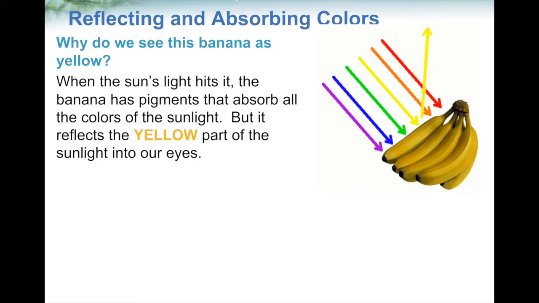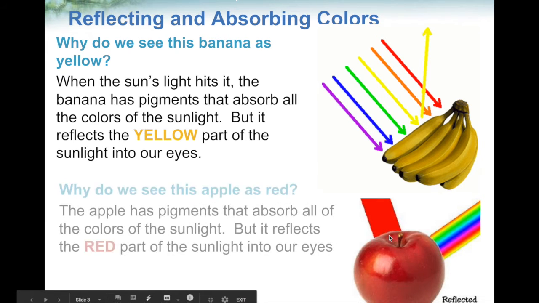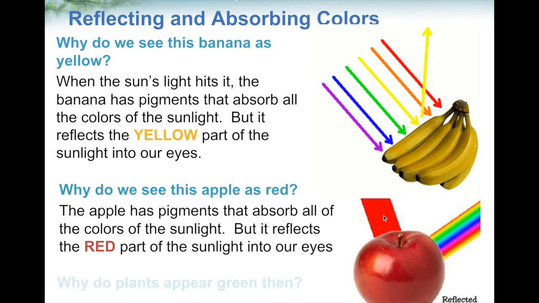So same thing happens with this red apple. The sunlight shines onto the red apple, and there's pigments in the red apple that absorb the light, and then the red part of the light gets reflected back into our eyes. So why do plants appear green then? Same thing there. The green plants have pigments that absorb the light, and what's reflected back into our eyes is the green part of the sunlight.